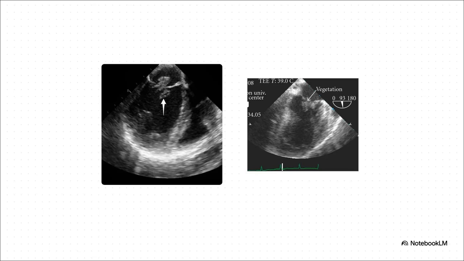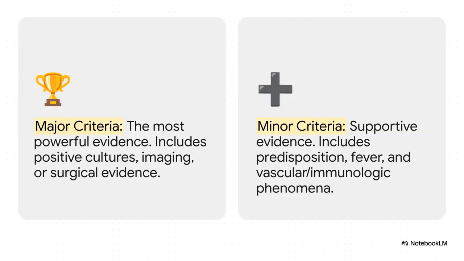But then you have the transesophageal echo, or TEE. For this one, a probe goes down the esophagus, right behind the heart. This is like getting a key and walking inside the house. The view is incredibly clear and detailed. It's way more sensitive, and it's an absolute must if you're dealing with a prosthetic valve or you're worried about complications.